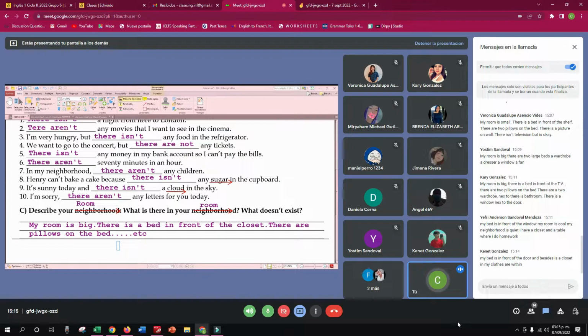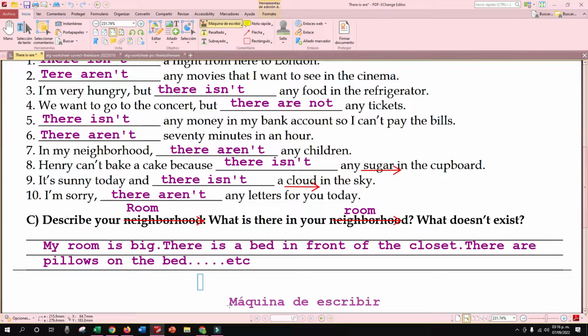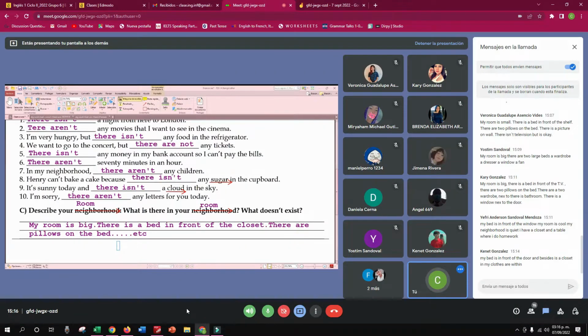Bien, Kenneth, solo te faltó utilizar un poco las estructuras, ¿verdad? There is, there are. Entonces, ahora cuando ya hagan un examen o alguien les diga, vaya chicos, describan el lugar donde viven. Por ejemplo, your neighborhood, así como estaba antes, describe your neighborhood. Describa su colonia. ¿Qué puede describir? ¿Qué hay en su colonia? Si hay parques, si hay iglesias cerca, etcétera, ¿verdad? De esa forma usted puede describir su colonia.